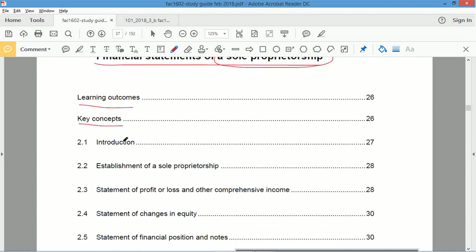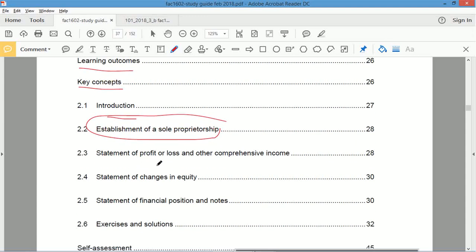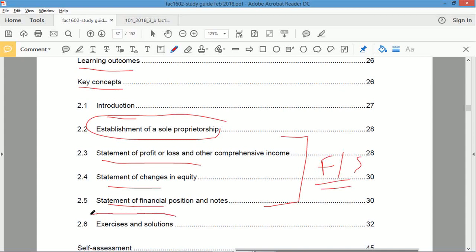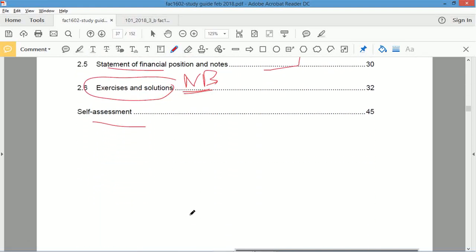So learning outcomes, key concepts, introduction. This is theory regarding how we create a sole proprietor. And notice here, financial statements, exactly. So this section is looking at disclosure. This is what I want to look at in terms of the focus and approach, to make sure you're showing the things correctly. That's important. And then self-assessment later on.